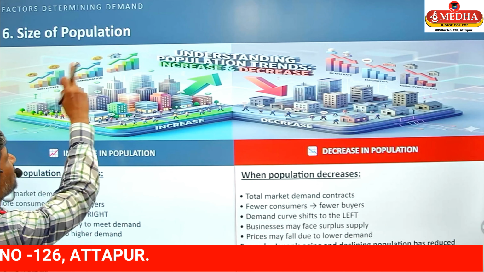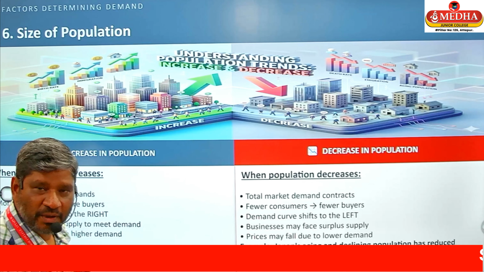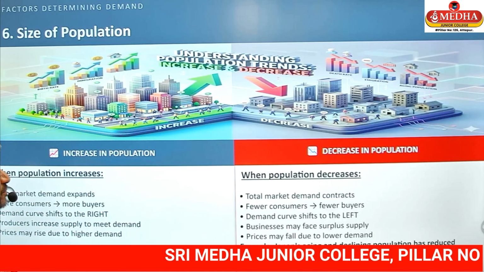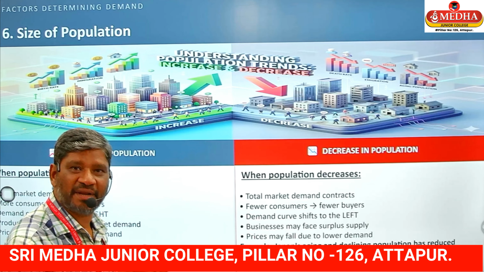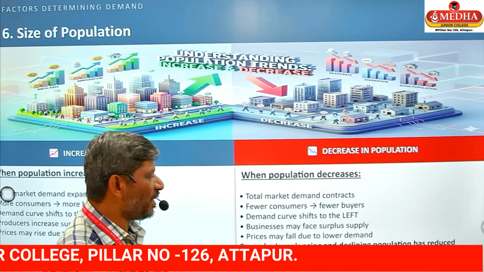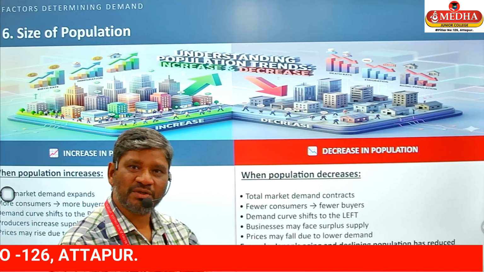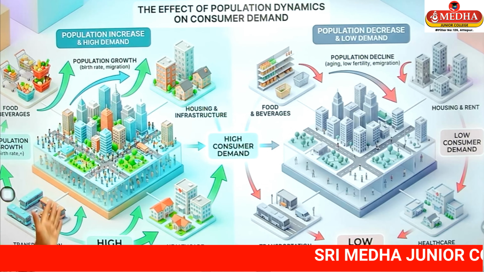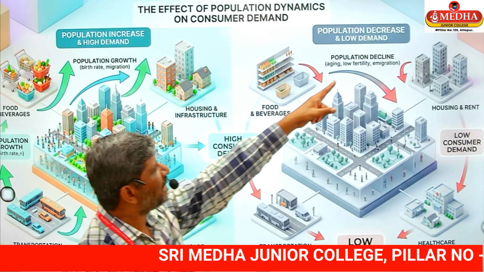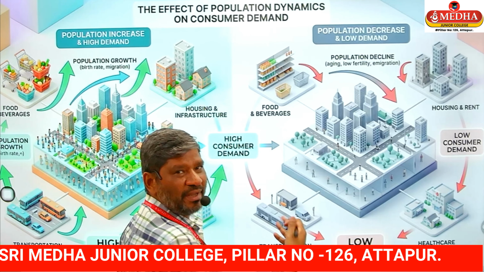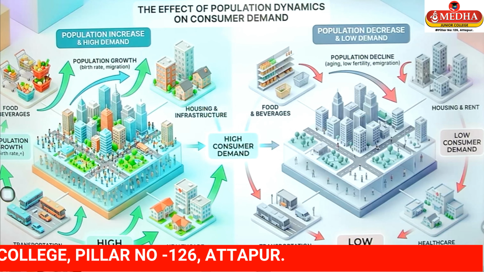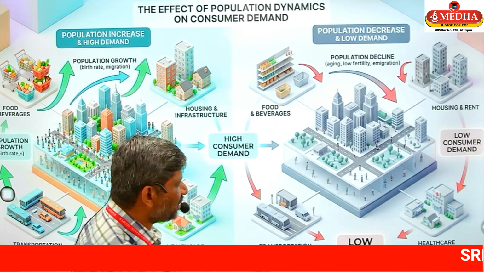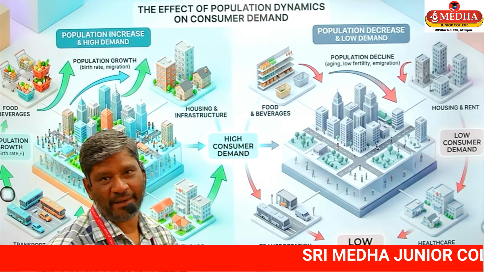Next one is the size of population. If the population is increasing, it will create more demand. Increase in population creates more demand, decrease in population creates less demand, less quantity demand. Here you can see population increases, higher demand will be created for all. If the population declines, then lower demand will be created. More population, higher consumer demand; lower population, lower consumer demand.